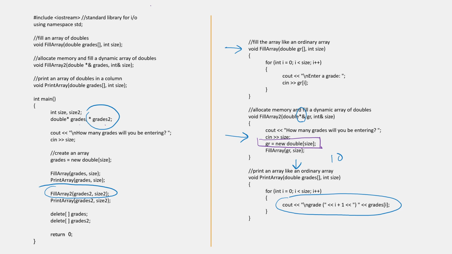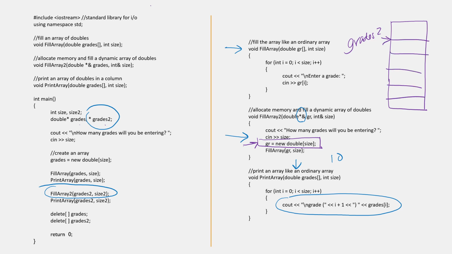only we're filling it with GR, because if you have in memory right here, so the way that this works, we have grades2, which points right here. So it's going to be an array of doubles. When you pass it to this function, you have GR, which is going to point to the same place. So when you fill it, you're going to fill in the doubles right here.